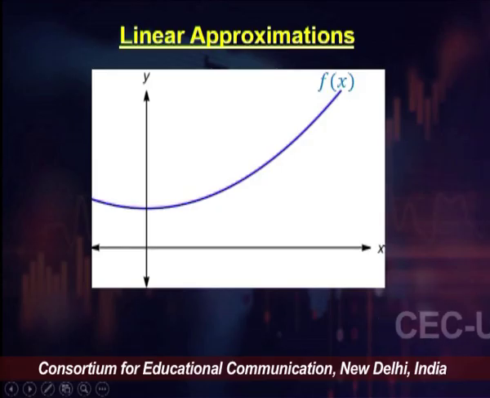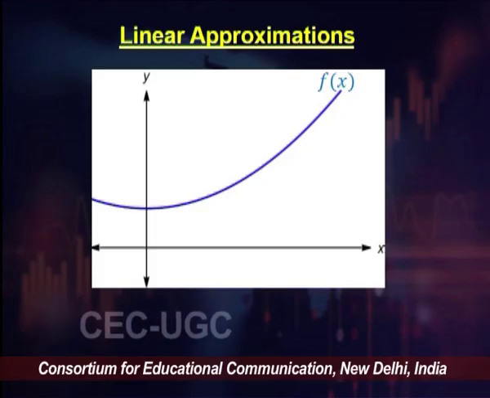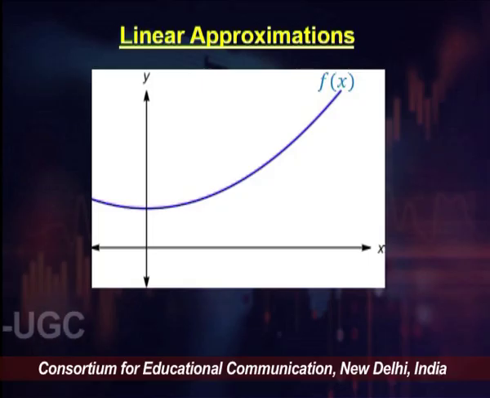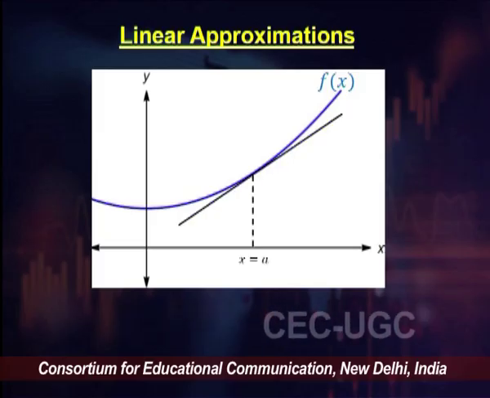Linear approximations, represented by linear functions, are easy to manipulate. So let us now look at how we can find a linear approximation to an arbitrary function. Let us suppose we have a function f of x which is represented by the curve in blue here. The question is, what exactly is our objective here? The objective that we have in mind here is to be able to approximate this function with a linear polynomial at x equal to a.